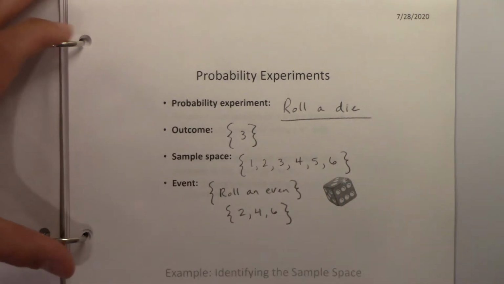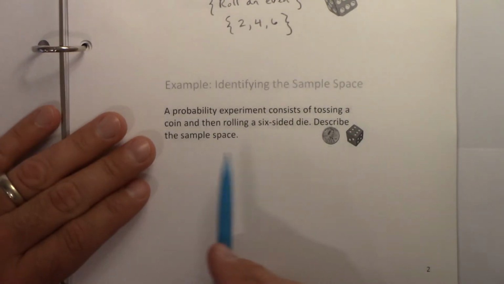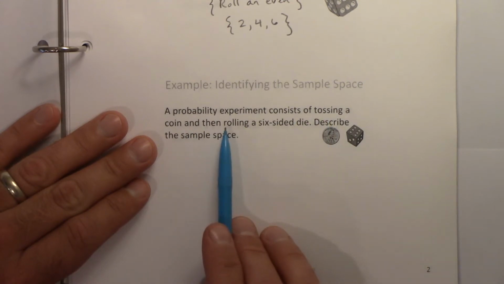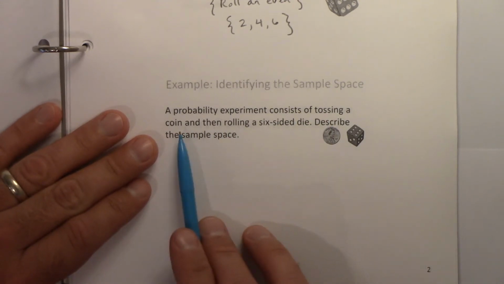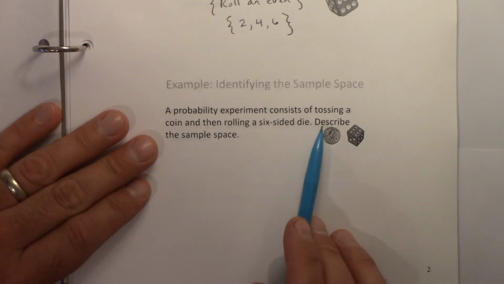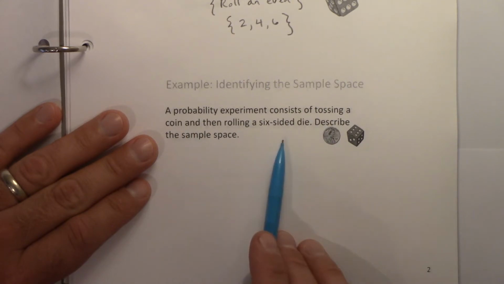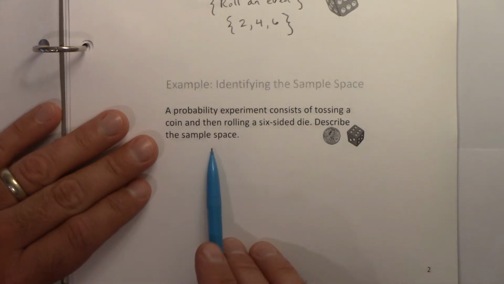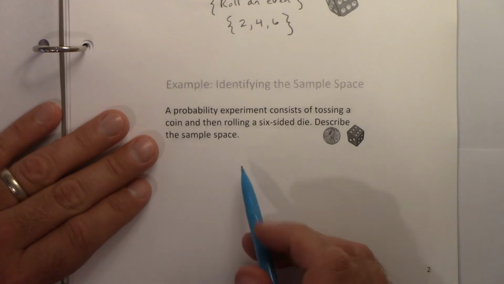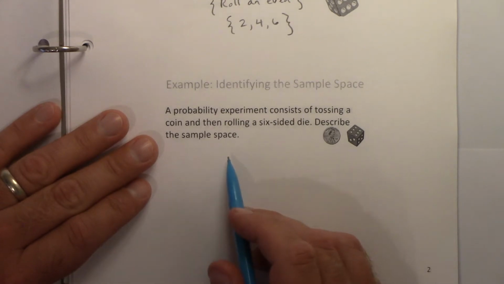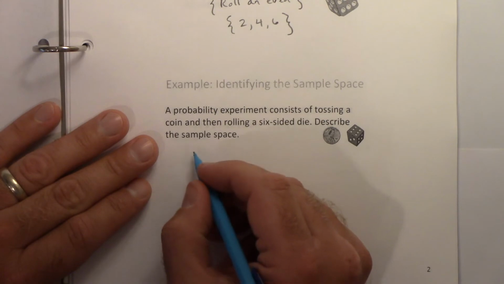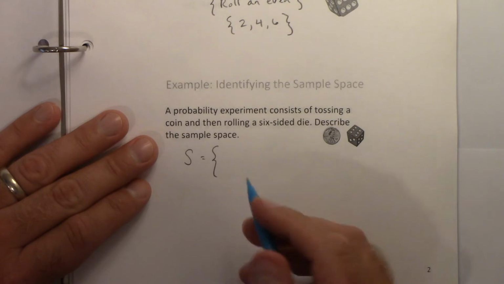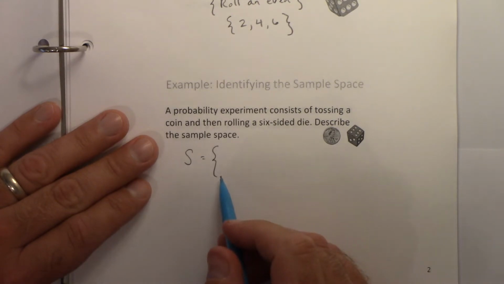Now, if you look at the bottom of page 2, they put this into the context of identifying a sample space for a probability experiment. For instance here, a probability experiment consists of tossing a coin and then rolling a 6-sided die. We want to describe the sample space. Now when they talk about describing a sample space, essentially here what we're going to do is list all of the possible outcomes. So I'm going to call this set S for sample space. And I'm just going to go through the different possible scenarios that we could encounter.